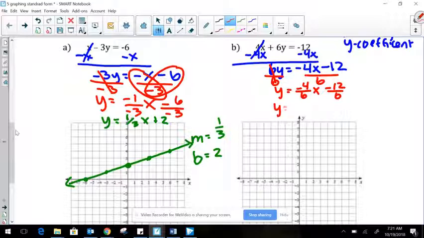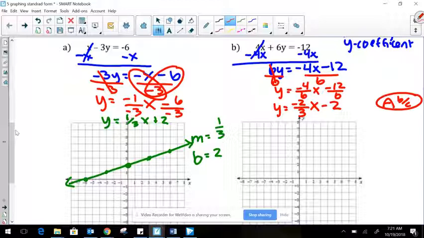Okay, and then let's reduce that. So negative 4 divided by 6, I can divide both of those by 2. So I'm going to get negative 2 on top and then 3 on the bottom. And then negative 12 divided by 6 would be a negative 2. Remember, you can always use your calculator with that fraction button, the a b over c button, to help you reduce those fractions.